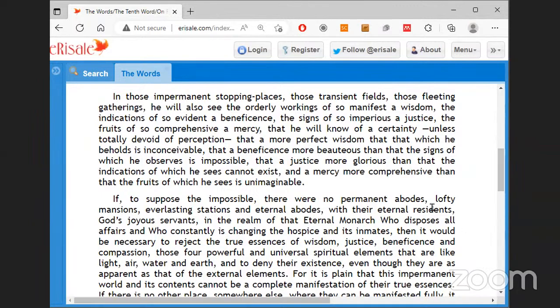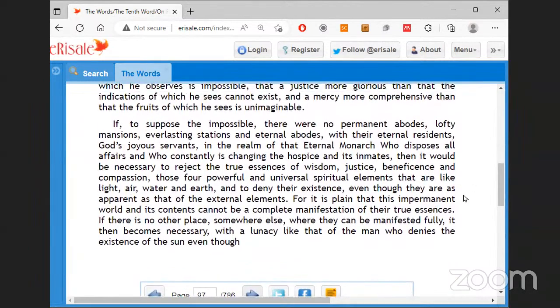If, to suppose the impossible, there were no permanent abodes, lofty mansions, everlasting stations, and eternal abodes, with their eternal residents, God's joyous servants in the realm of that eternal monarch who disposes all affairs and who constantly is changing the hospice and its inmates, then it would be necessary to reject the true essence of wisdom, justice, beneficence, and compassion, those four powerful and universal spiritual elements that are like light, air, water, and earth, and to deny their existence, even though they are as apparent as that of external elements. For it is plain that this impermanent world and its contents cannot be the complete manifestation of their true essences.